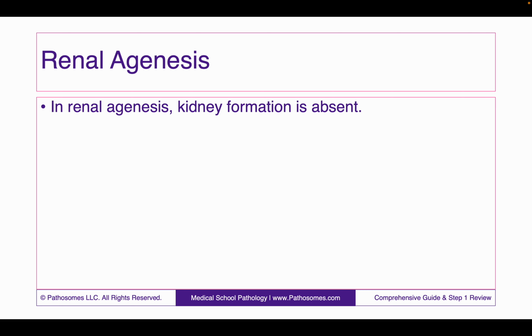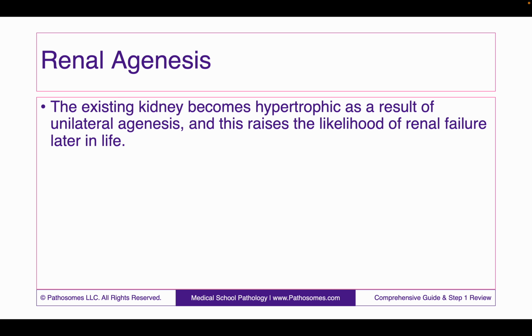In renal agenesis, kidney formation is absent. The absence may be unilateral, just one side, or bilateral. They're both gone. The existing kidney, if it's unilateral, the one that is there, becomes hypertrophic as a result of the unilateral agenesis, and this raises the likelihood of renal failure later in life because this one singular kidney is doing all the work.